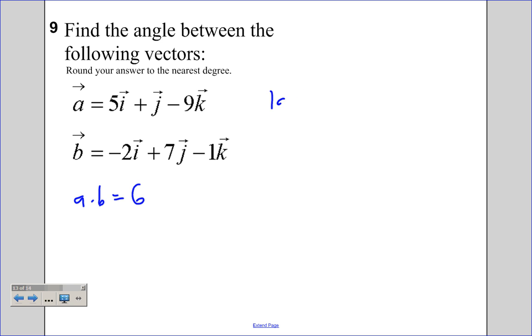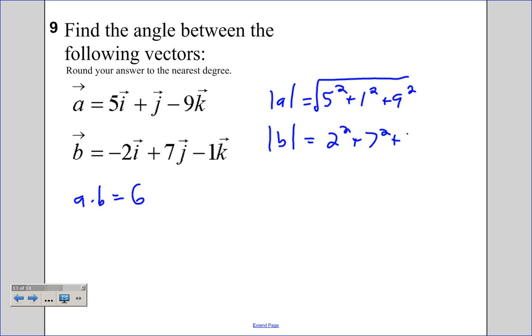Alright, to find the magnitude of A, we take 5 squared plus 1 squared plus 9 squared, and we take the square root. To find the magnitude of B, we take 2 squared plus 7 squared plus 1 squared, and then we take the square root. So this would be 25 plus 1 plus 81, the square root of 107. And this other one is the square root of 54. We could simplify this to 3 root 6, but we really don't need to deal with that right now.